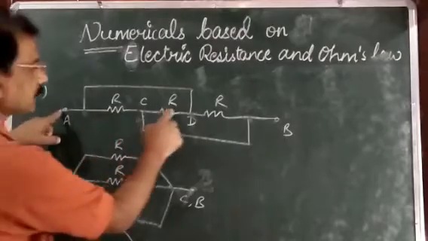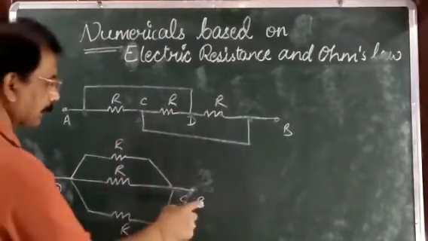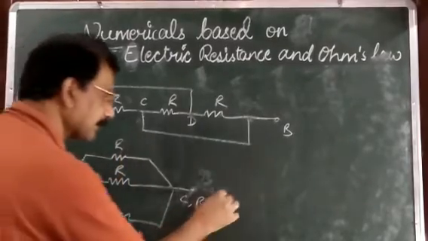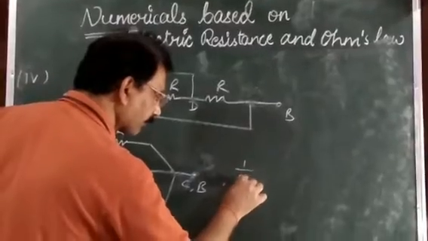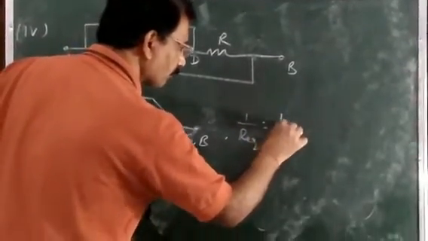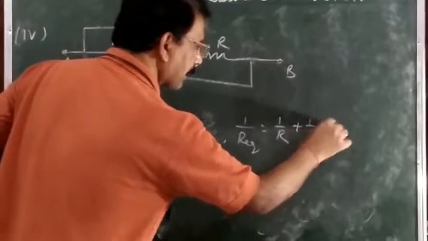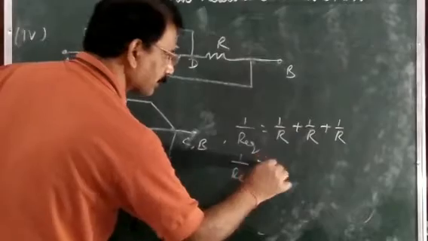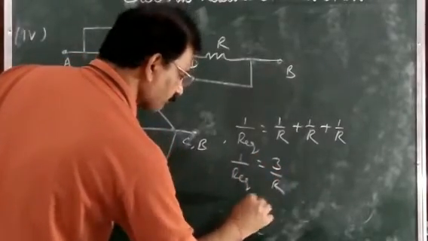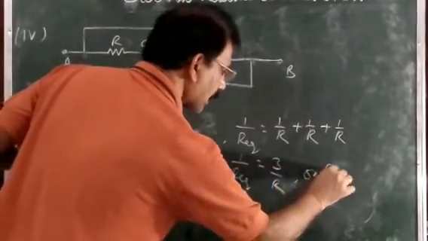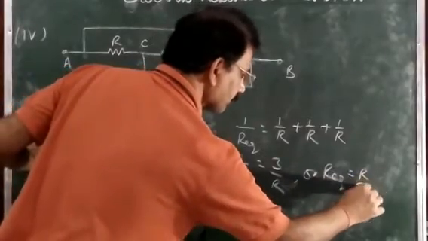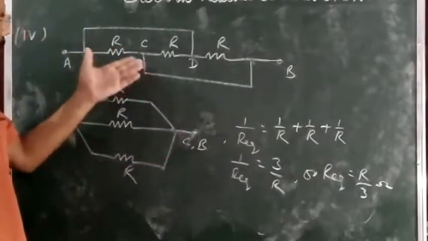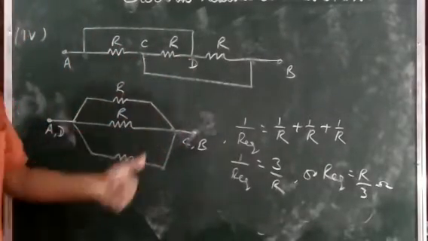It means all these three resistors between A and B are joined in parallel, and their equivalent we can find out: 1 upon R equivalent is equal to 1 upon R plus 1 upon R plus 1 upon R. It means 1 upon R equivalent is equal to 3 by R. Or simply we can say R equivalent is equal to R by 3. So this one is also a very common and very easy problem where all these three resistors are joined in parallel.